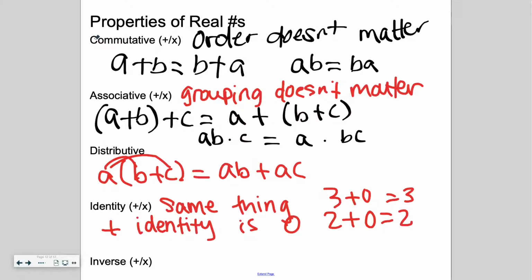Okay? What can I multiply a number by to get it back out? So what? 1. So the multiplying identity is 1. Because 2 times 1 is 2. Or 3 times 1 is 3.